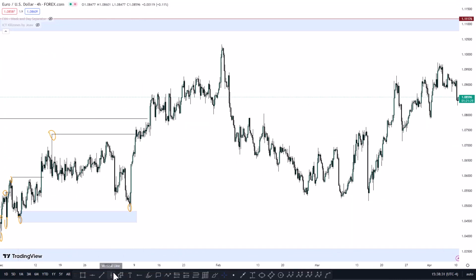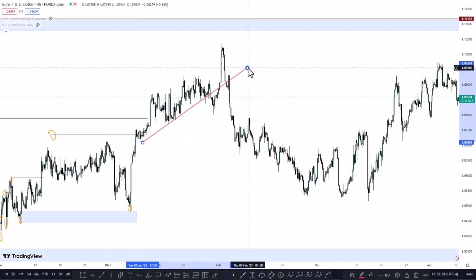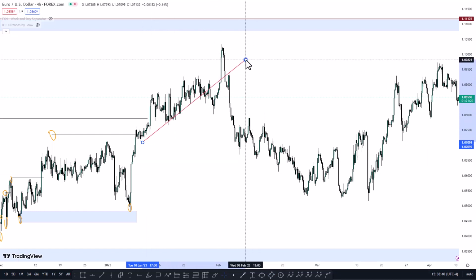Remember the concept we talked about on previous videos. Smart money objective. You can go and watch that video. So we have a range structure forming in this area.